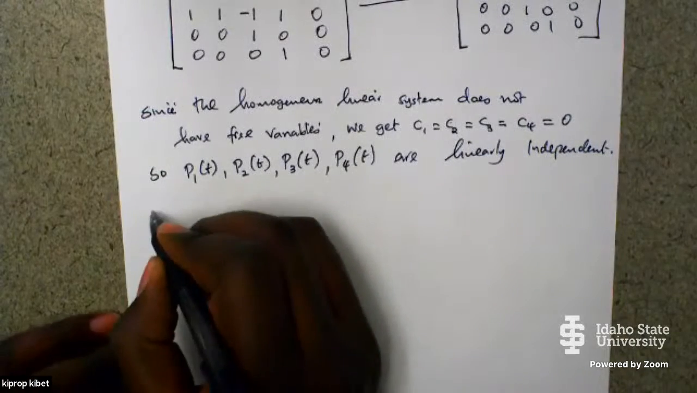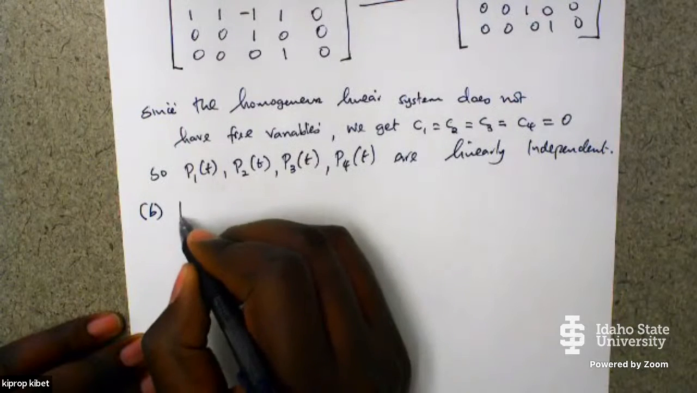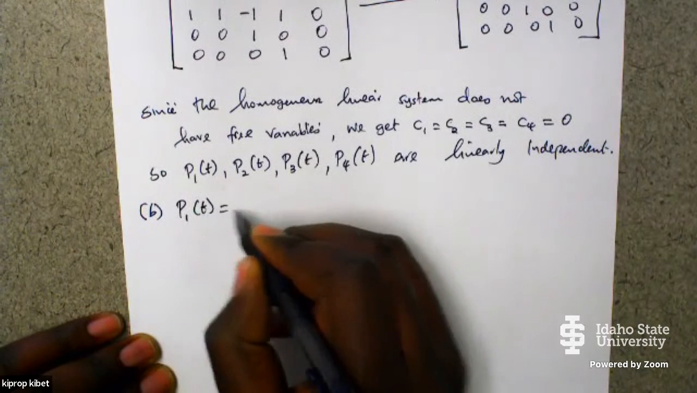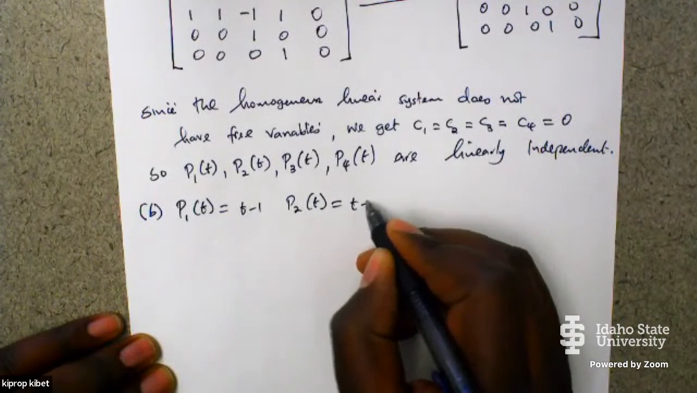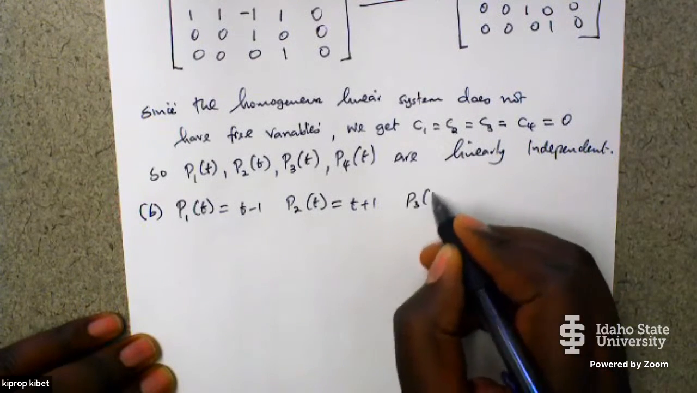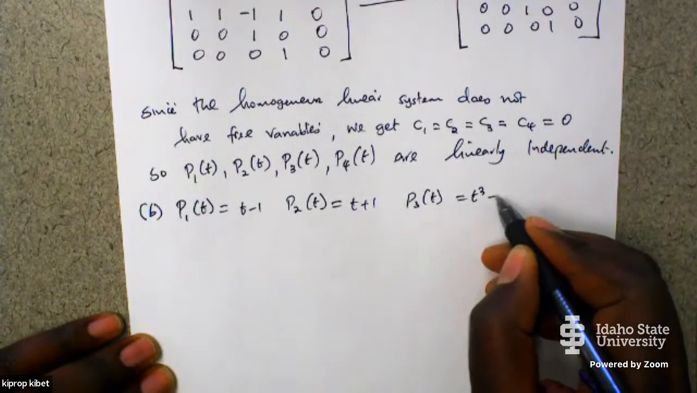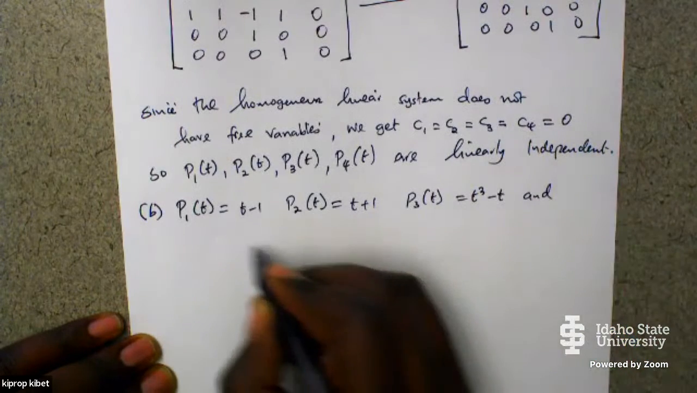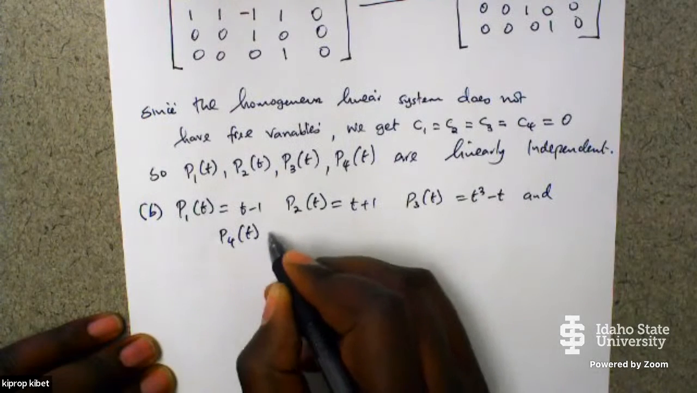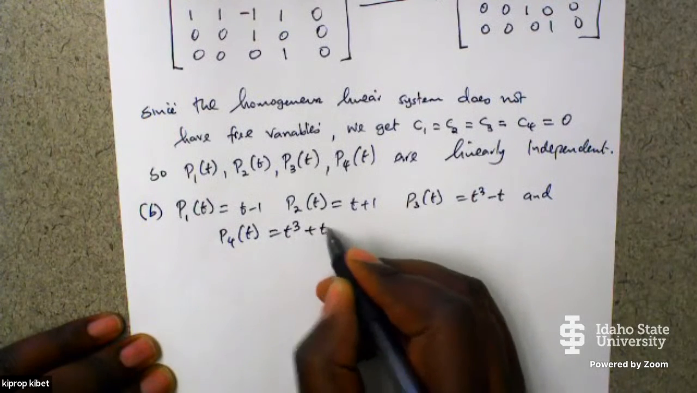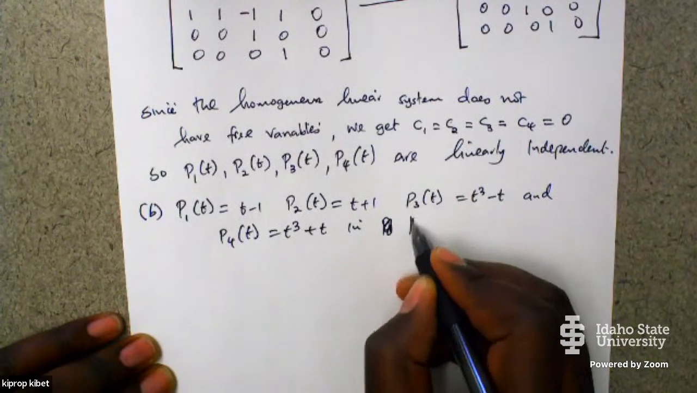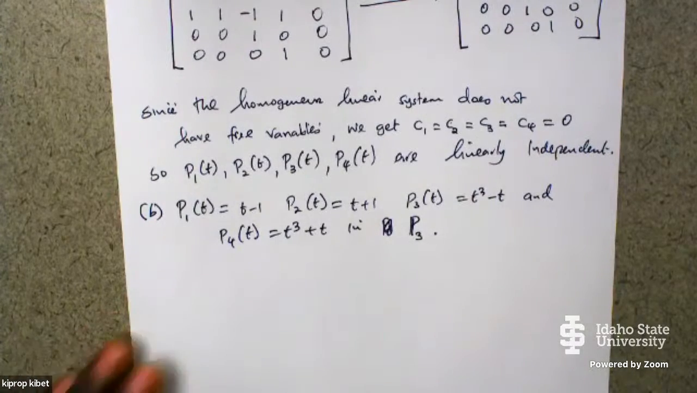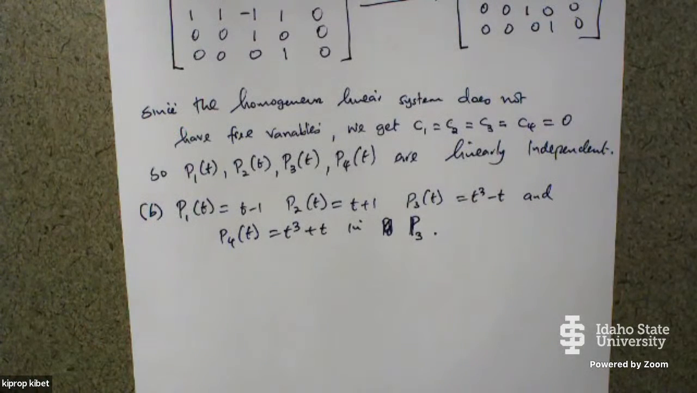Okay, another example would be if we have P1 of T equals T minus 1, P2 of T equals T plus 1, P3 of T equals T cubed minus T, and P4 of T equals T cubed plus T in P3. So determine whether this is linearly independent.